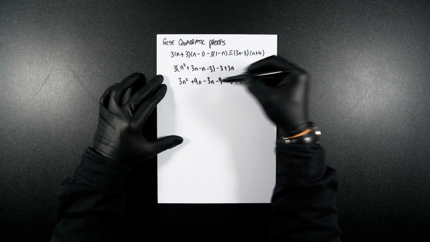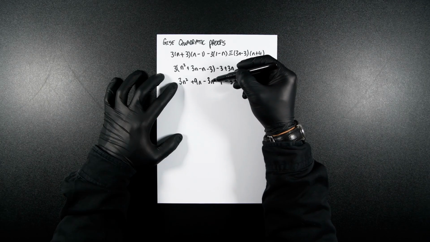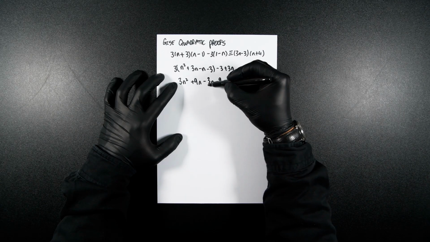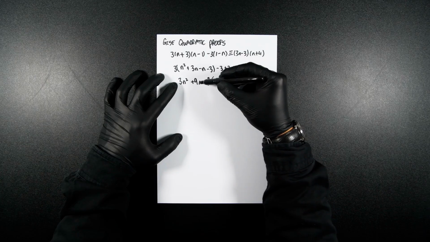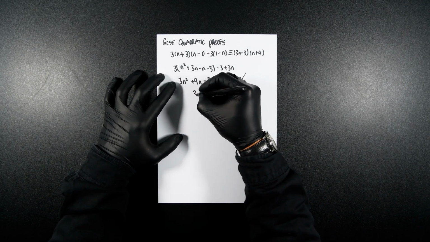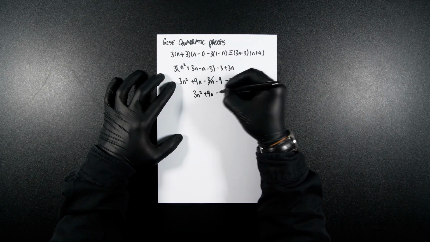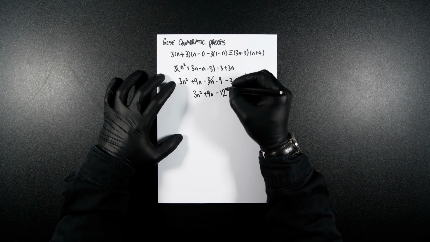Let's now look at all the n squared terms. There's only one, so we don't have anything here to clean up. Then we have 9n minus 3n plus 3n. So these would cancel out, and it's just 9n, and then minus 9 minus 3 would be minus 12. So now we have 3n squared plus 9n minus 12.